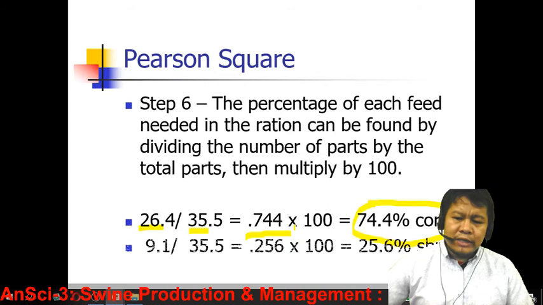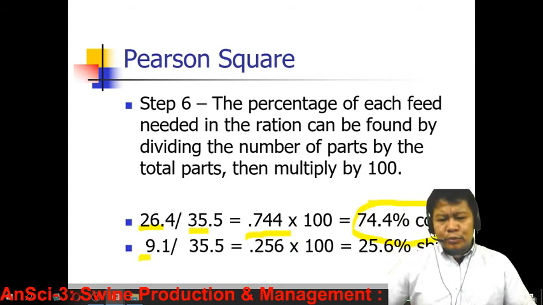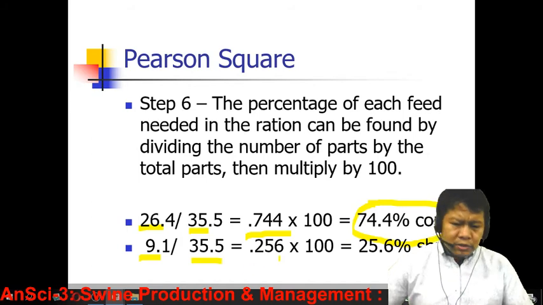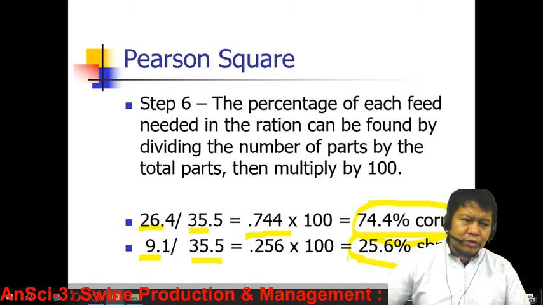Okay? Now, let's look at the soybean meal. For the soybean meal, 9.1 parts, and the total parts is 35.5. So, therefore, we only have 25.6% soybean meal of the total mixture of 2,000 kilograms that we will mix.